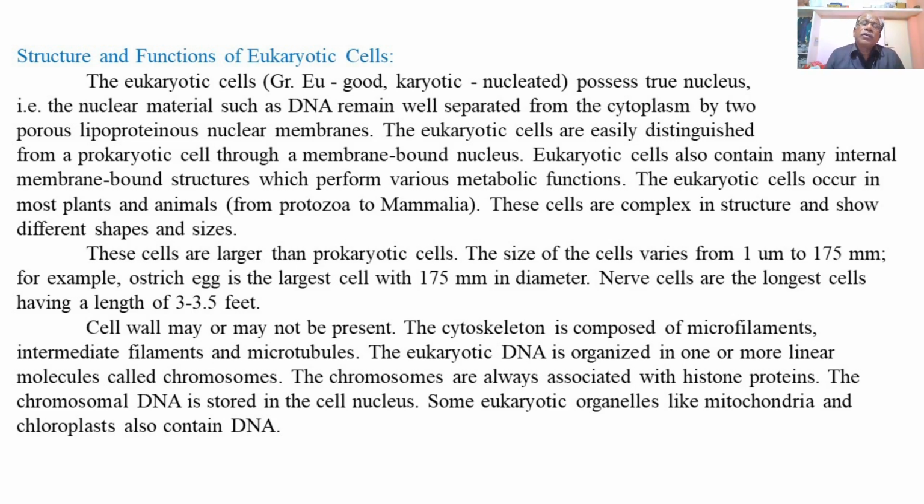So, these are semi-autonomous bodies. Mitochondria and chloroplast are semi-autonomous bodies present in the cytoplasm and performing their function with the help of nuclear DNA together with their own DNA.